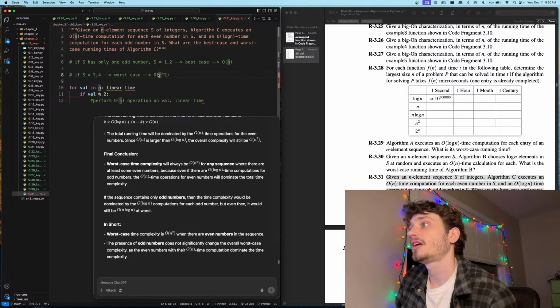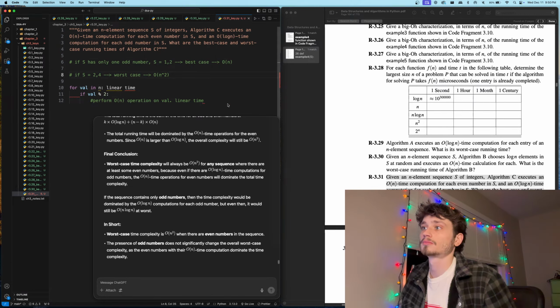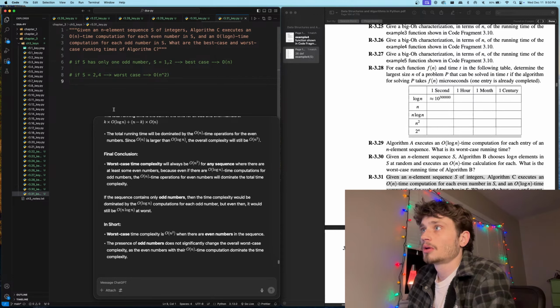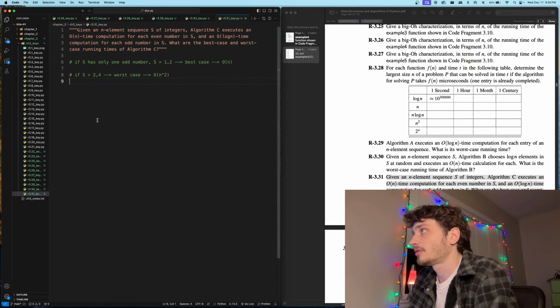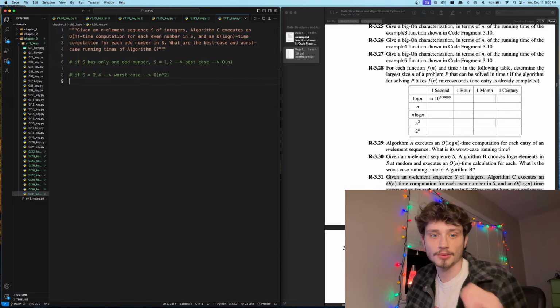So then the best case. Oh, this problem sucks. Let me see here.